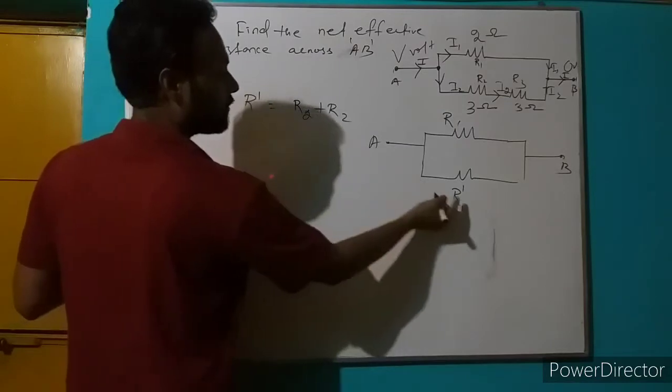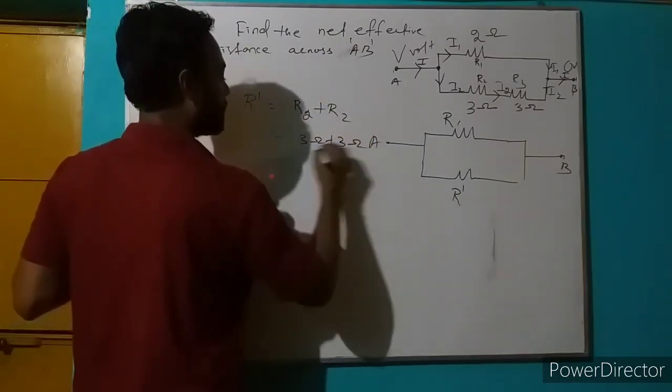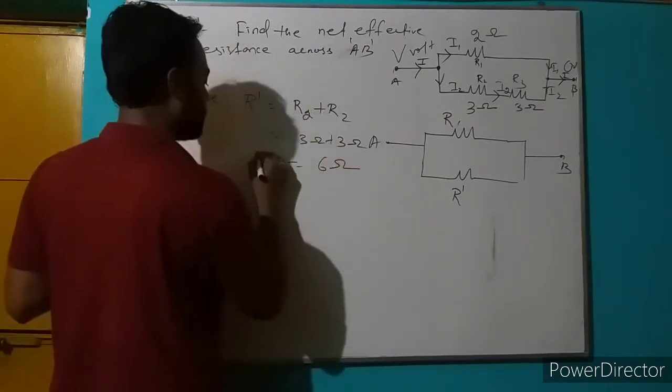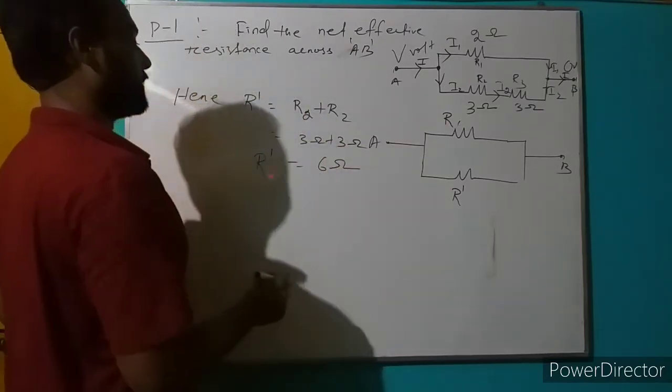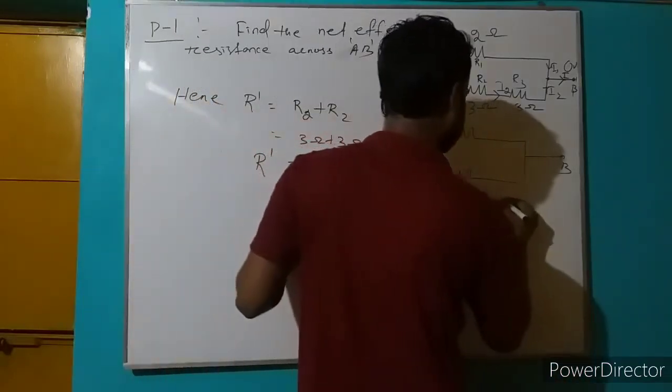That is the series connection, so R2 is 3 ohm plus 3 ohm, that is 6 ohm. So the net effective resistance in series connection, R prime, is equal to 6 ohm. Clear?